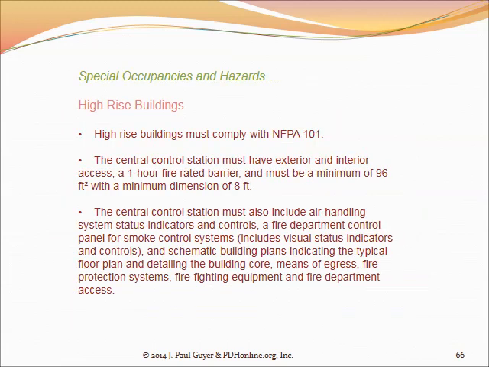High-rise buildings, of course, are a special occupancy and hazard. The driving code in this area is NFPA 101. There are many considerations in a fire detection and suppression system in a high-rise building, and one of the major areas of concern is circulation. That is the ability to get people out of the building expeditiously in the event of a fire, and to get firefighters into the building expeditiously in the event of a fire.